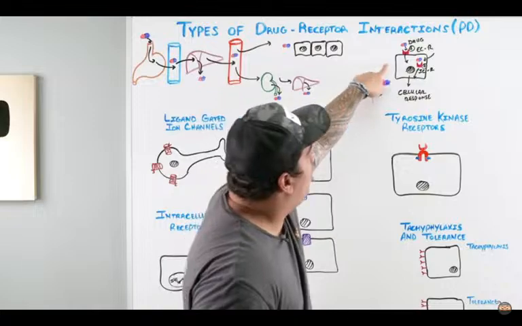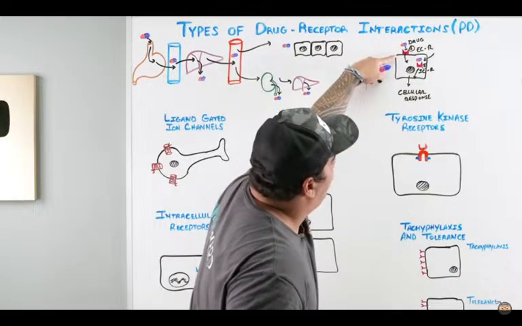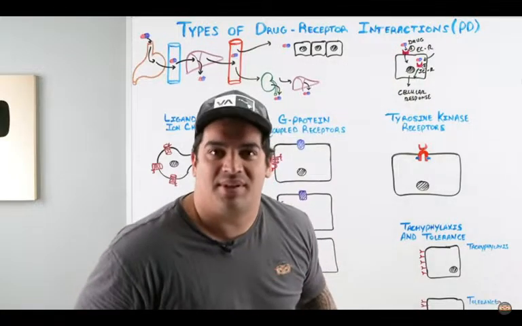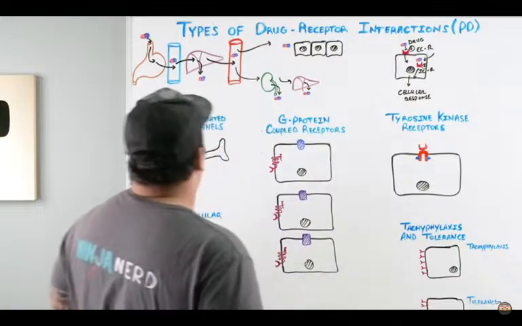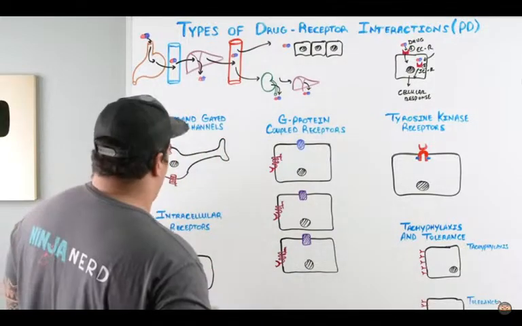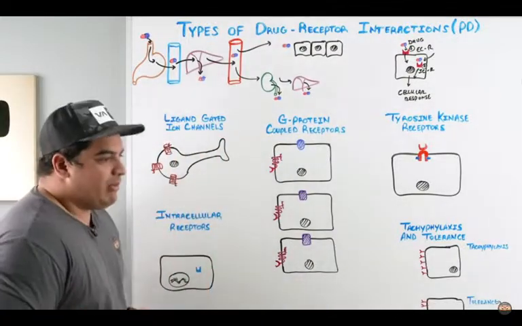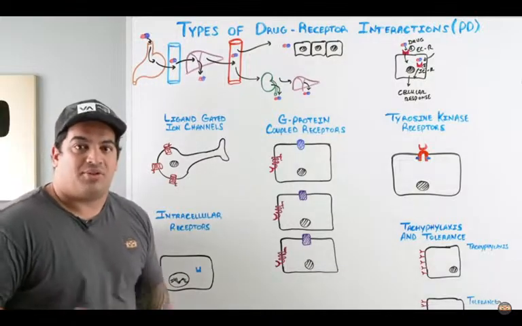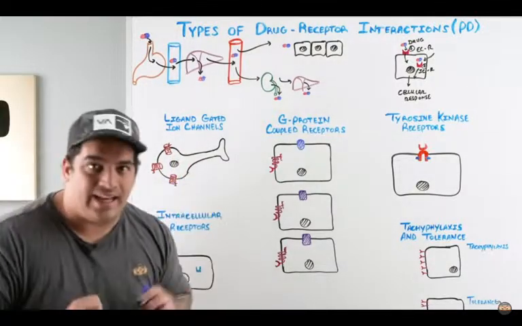All right, so let's now talk about when we have a drug interacting with a receptor, let's say an extracellular receptor, what happens? All right, so we have different types of extracellular receptors. First one that I want you guys to remember is drugs can actually bind onto extracellular receptors that are for what's called a ligand-gated ion channel.